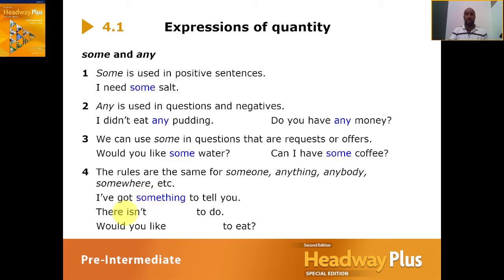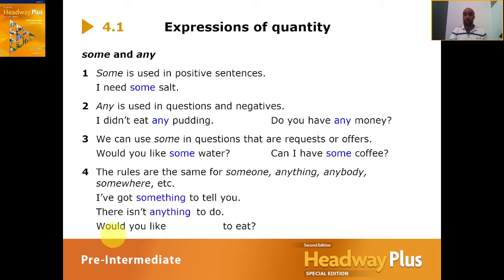Good. Here we have a negative. If you notice the next one, there isn't, and then to do. So we're going to use any. We have to decide, should I say anything? There isn't anything to do. There isn't anyone or anywhere. So we're talking about something, right? We're talking about an action. So there isn't anything to do.